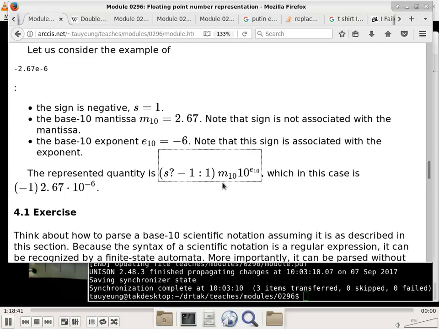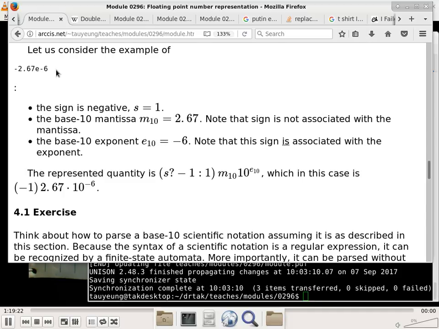Once again, I'm using the ternary operator. If the sign bit is a 1, then we use a -1 for this entire expression. If the sign is a 0, I use a 1 for this entire expression. In other words, this part is really just specifying the sign of the overall value. M10 is the mantissa in base 10, and then 10 to the power of E10 is the exponent of base 10. So together, this entire thing expresses the value that we want to represent using this scientific notation. Is that okay? So far, so good?